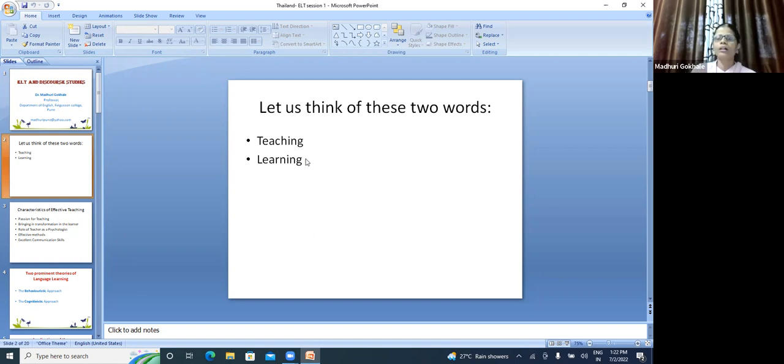I think arriving at the right kind of curriculum, at the right kind of design, also is a very important aspect of teaching. Coming to learning, there could be 100 definitions of the word learning, but what we have said right now is that every act of learning has to be some kind of change or transformation. If there is no change.